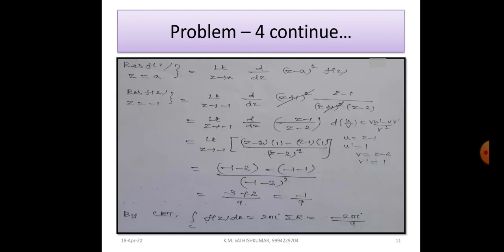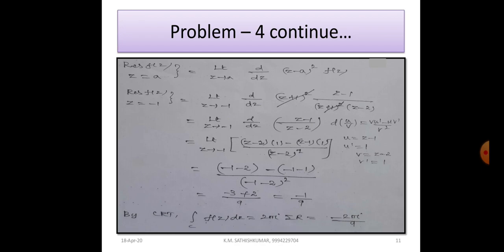Now the formula for a pole of order 2: residue of f of z equals limit z tends to a of d by dz of (z minus a) whole square f of z. Now substitute z equal to minus 1, which lies inside. Substitute in the corresponding formula. Elimination of the factor is step number 1. The remaining portion is d by dz of (z minus 1) by (z minus 2). So here we differentiate with respect to z the function (z minus 1) by (z minus 2).